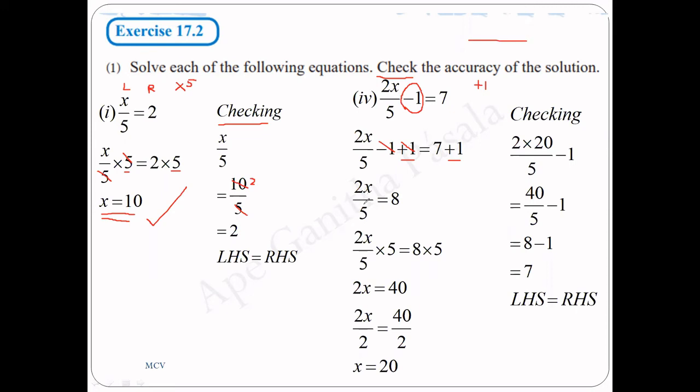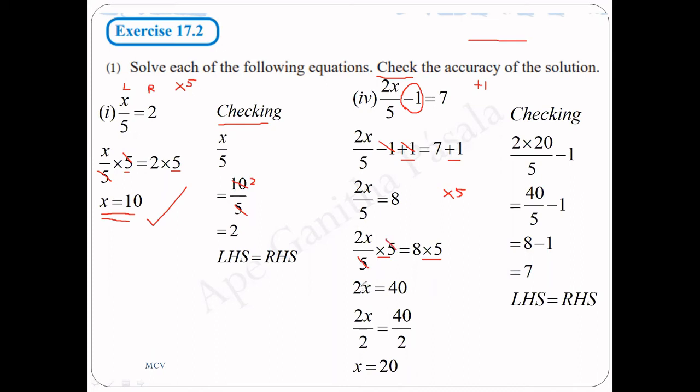What is the inverse operation of division? Inverse operation is multiplication. So you have to multiply both sides by 5. Both left and right should be multiplied. This is in the denominator. This is in the numerator. Cut this 5 with this 5.